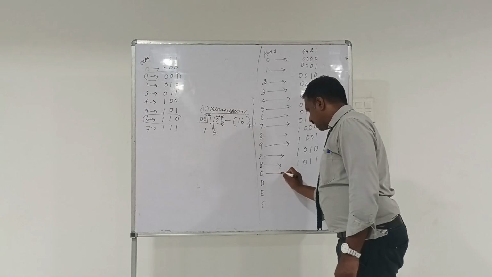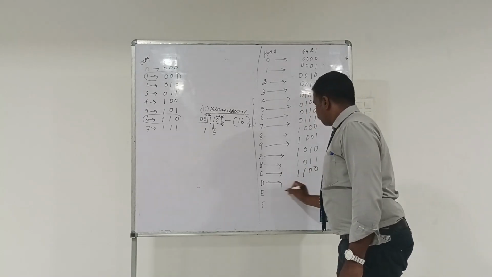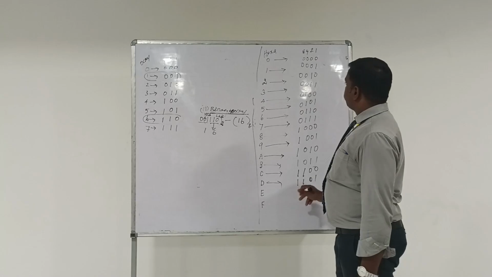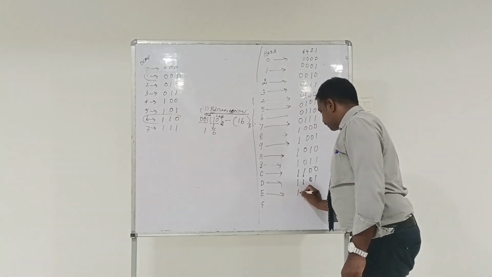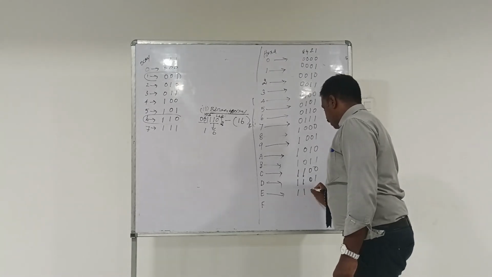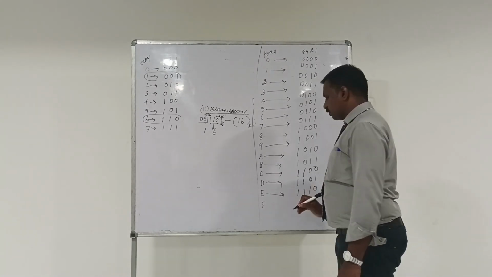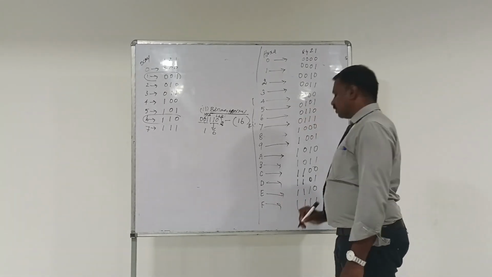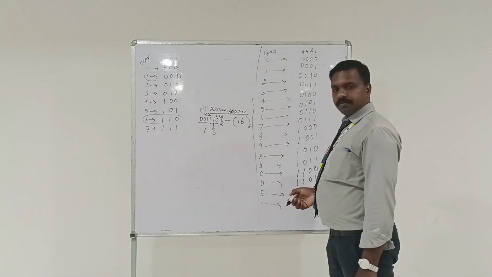12 means C. So 8 and 4 we have to enable. For D, 8, 4 plus 1 is 13: 8 plus 4 is 12, 12 plus 1 is 13. For E, we get 8, 4, which is 12, plus 2 is 14. So 2 I have to enable, the 1 will be 0. For F, we have to enable all. Okay, this is the hexadecimal to binary conversion.